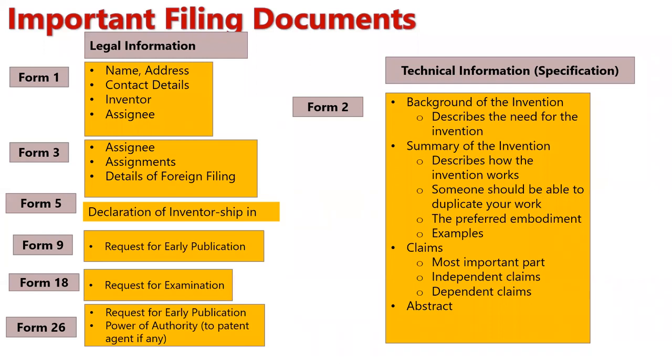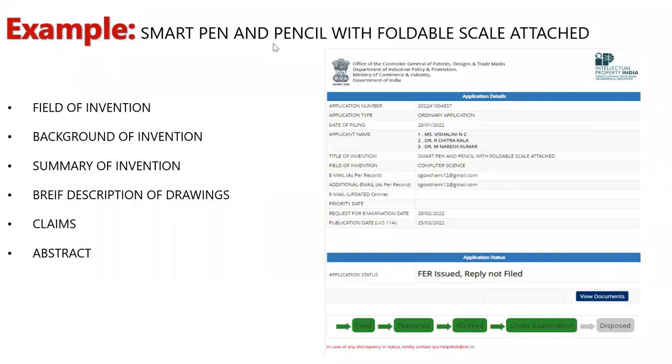For example, you see here I am showing one example of a smart pen and pencil with foldable scale attached. In this, you see that it contains the field of invention, computer science, background of invention, summary of the invention. I will show in the next page, and brief description of drawing, claims, abstract. So these are the things that will be available in the application.